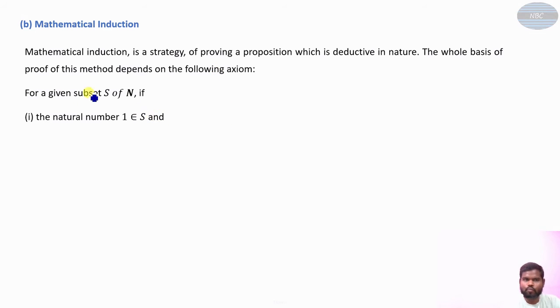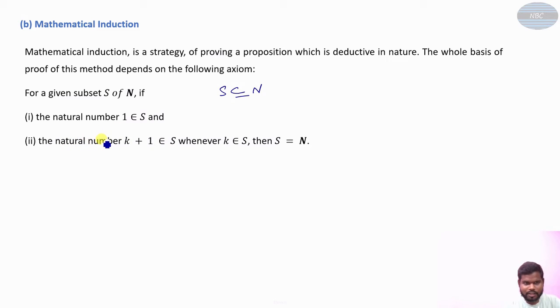Okay, so here for a given subset S of n, S is nothing but a subset of the set of natural numbers n. The natural number 1 belongs to S. The natural number k plus 1 belongs to S whenever k belongs to S.